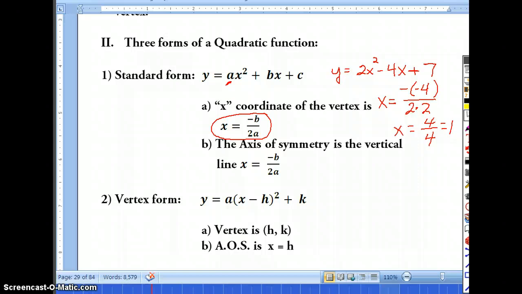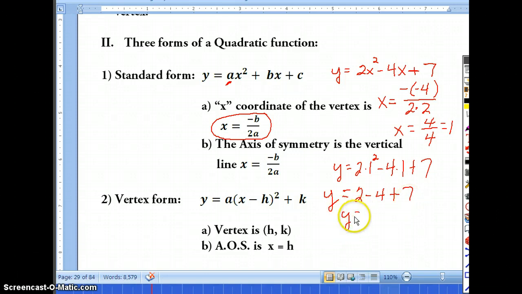To find the y-coordinate, you put in 1 for x. In this case, if we put 1 in, we would have y equals 2 times 1 squared minus 4 times 1 plus 7. 1 squared is 1, 2 times 1 is 2. 4 times 1 is 4. 2 minus 4 is negative 2, and negative 2 plus 7 is 5.